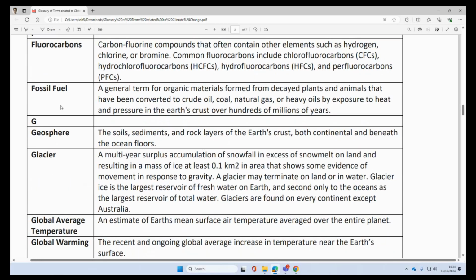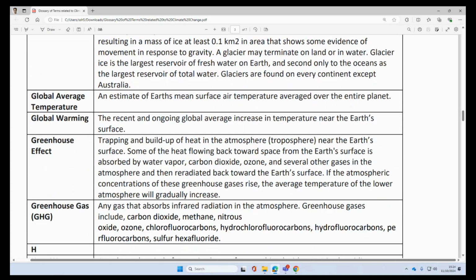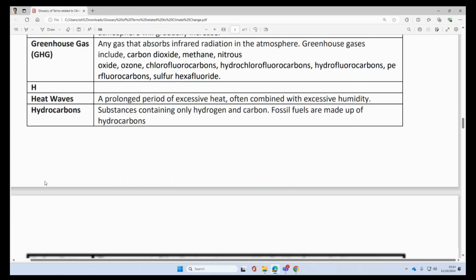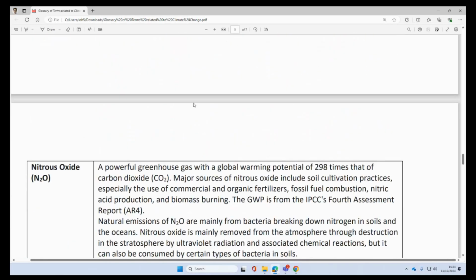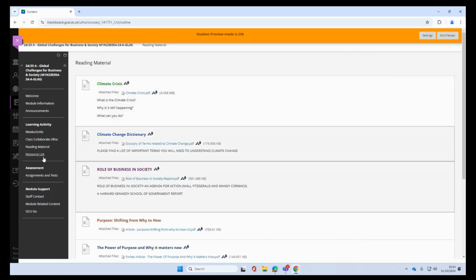Just go through that. What is a fossil fuel? What's a geosphere? What's a glacier? What's global warming, for example? Okay, what is a greenhouse effect? What are the greenhouse gases? So all this information is out there for you, available under GC Learn. And then I put up some articles.